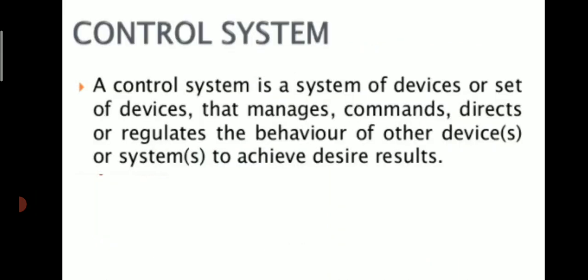What is a control system? A control system is a system of devices or set of devices that manages, commands, directs or regulates the behavior of other devices to achieve the desired results. So management, giving commands, direction and regulation are some of the basic functions that a control system does in an automobile system.